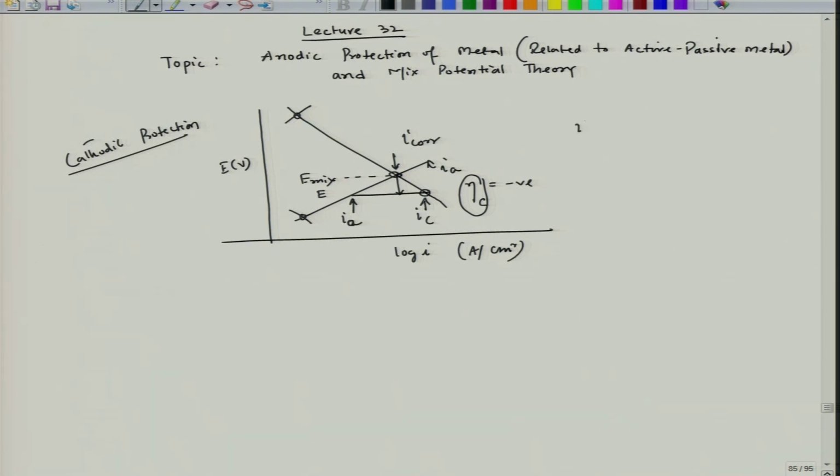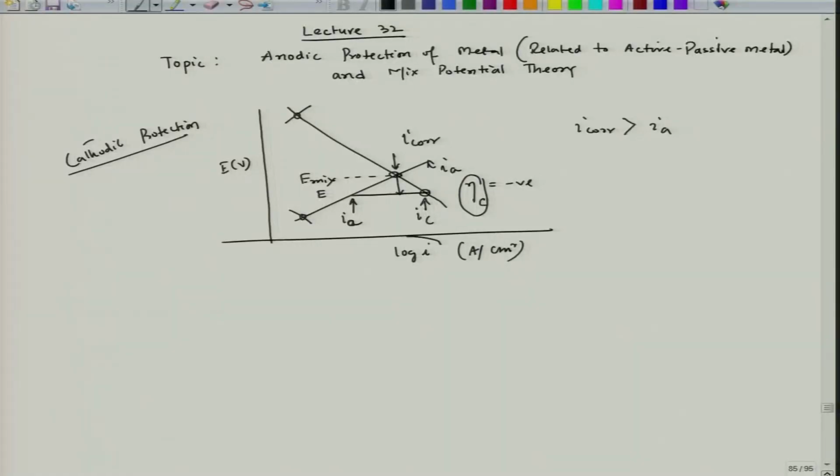Now, if we compare I corr and I A, we see that I corr is greater than I A, or I A is lower than I corr. That means the corrosion rate or the dissolution rate, as indicated by the anodic current density, decreases drastically since this is in log scale. So, this is the cathodic protection.